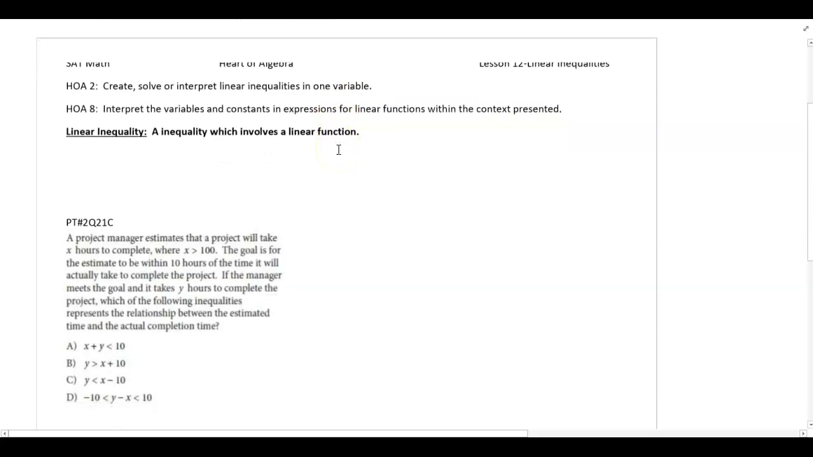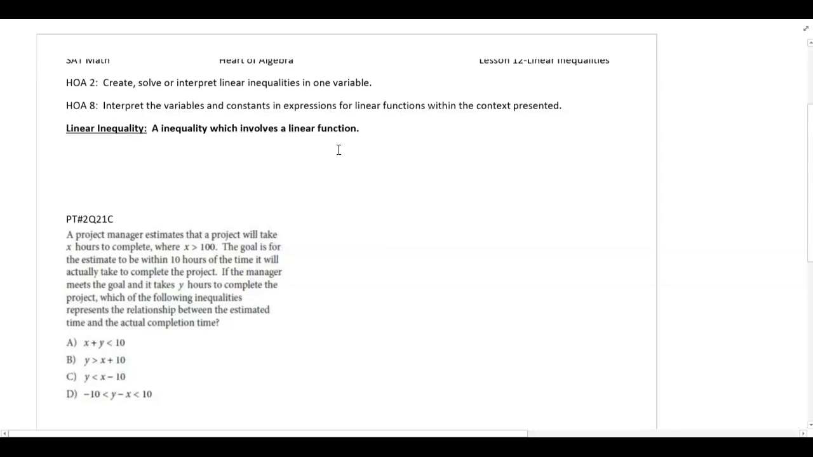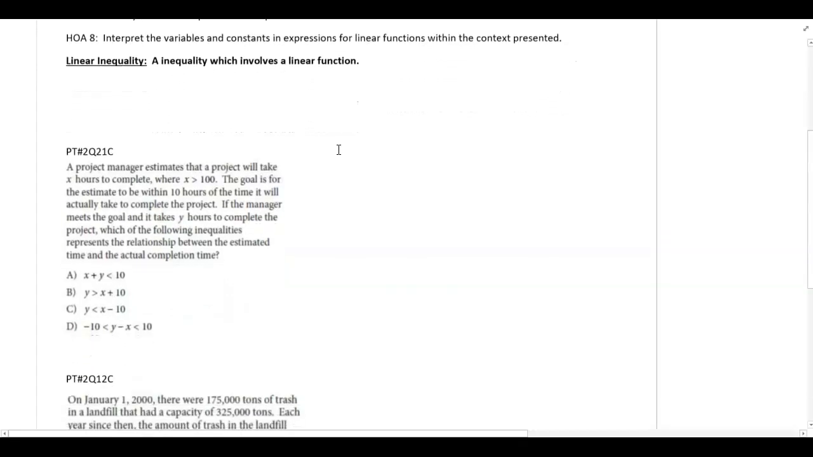SAT Math Lesson 12 is about linear inequalities. These are two random questions that I came across that I think are worthy of looking over because you may or may not be familiar with them, and they are problems we should get. So let's look at this.